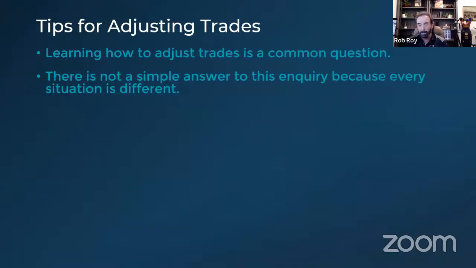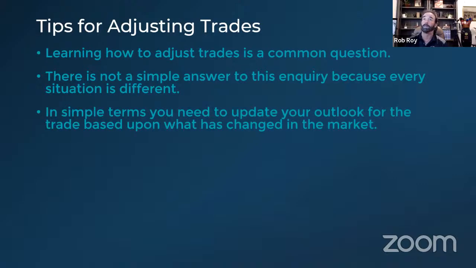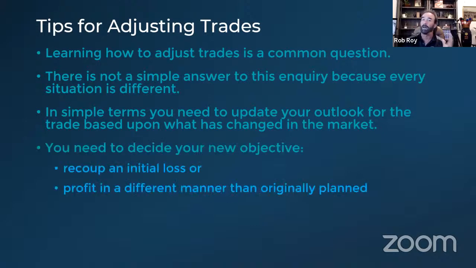You have to look at every single position on its own merit. And so every adjustment may be slightly different, if an adjustment is warranted. Like I said, if there's no adjustment, we're not going to make one just for the hell of it. If it's there, we'll do it. If not, then we'll close the position out. So you have to update your outlook for every trade based on what happens. And we know things change.